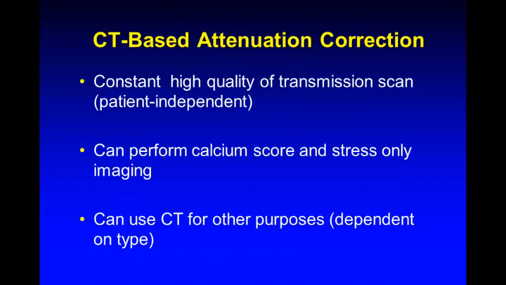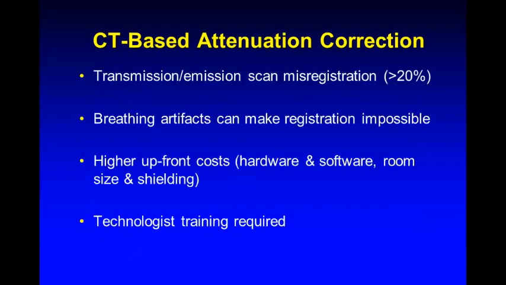CT does give us a constant high quality transmission scan, and you can do a calcium score in addition on almost all the attached CTs. This is my personal bias, because I do believe at this point we gain a lot from doing a calcium score in addition to the SPECT or PET scan that we are doing, and you can use CT for other purposes, depending on the type of scan you use. However, there are some issues, and we will discuss these a little bit further, but there are some artifacts that you need to be aware of.